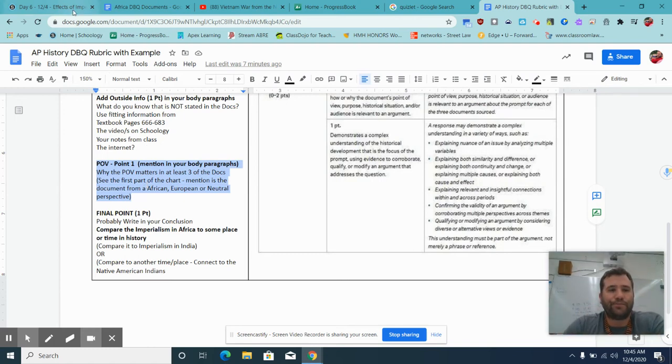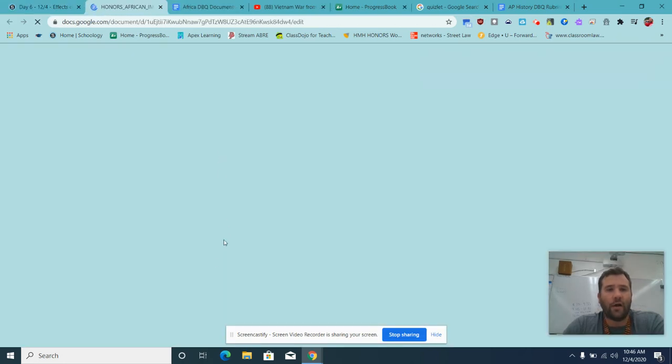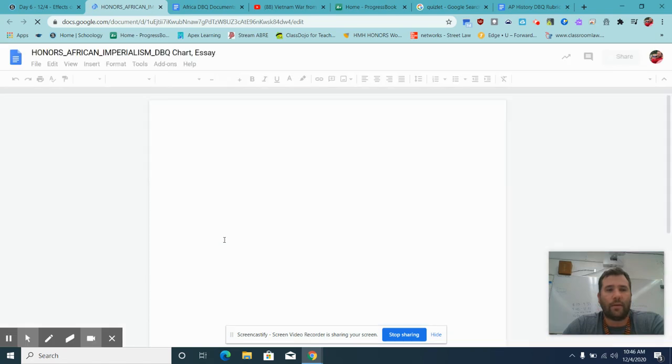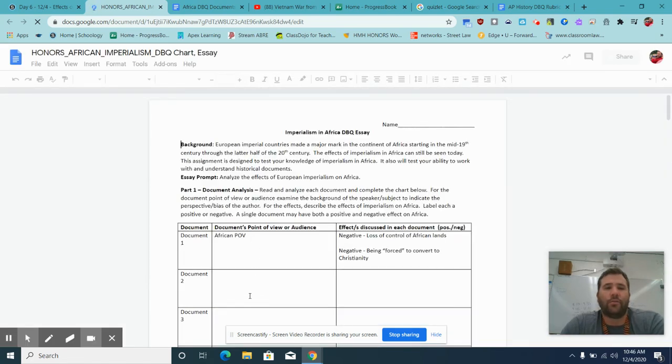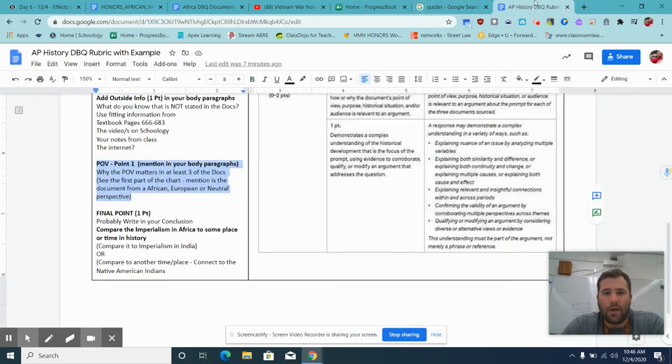When you guys do the assignment part, that's the chart. This whole first column, hold on one second as it comes up here. This whole column, you guys are already mentioning the point of view. If it's written by an African author, they are going to have a different perspective than a European author. If it's a neutral perspective, it doesn't really have a side. Well, you could say, although this is a neutral perspective, it does show the effects being more of a negative towards the Africans, something like that. If you do that for 3 documents, you're good to go. Get that extra point. That would be a 6 out of 7.